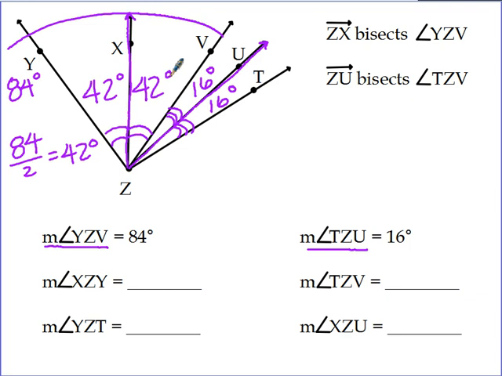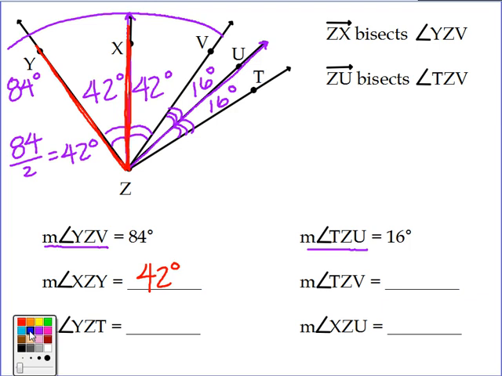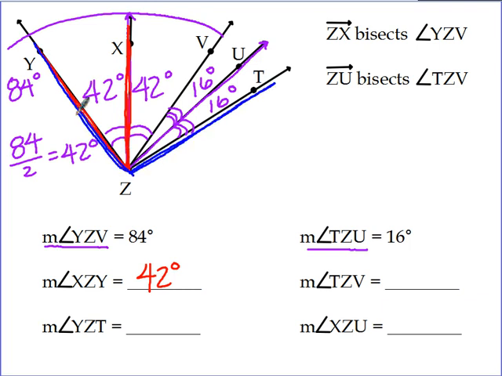And now it's a little bit easier to find what they're asking for at the bottom here. So XZY, and I'll try to do this in different colors to help you out. XZY is going to be 42 degrees. Now YZT is the whole thing. So I'm going to add 42 plus 42 plus 16 plus 16, and that total is 100.